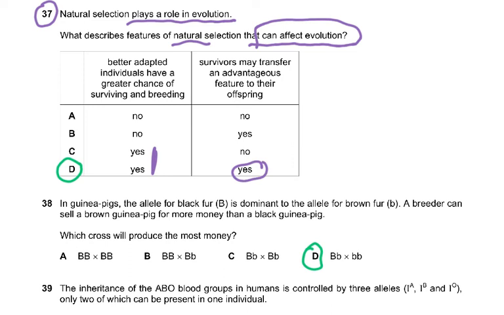Because they do pass on the advantageous features to their offspring. So that was question 37. Now coming on to question number 38.